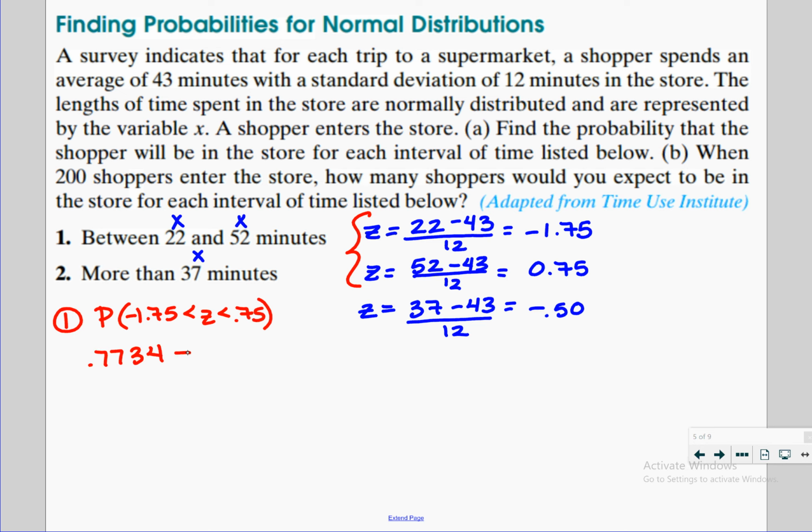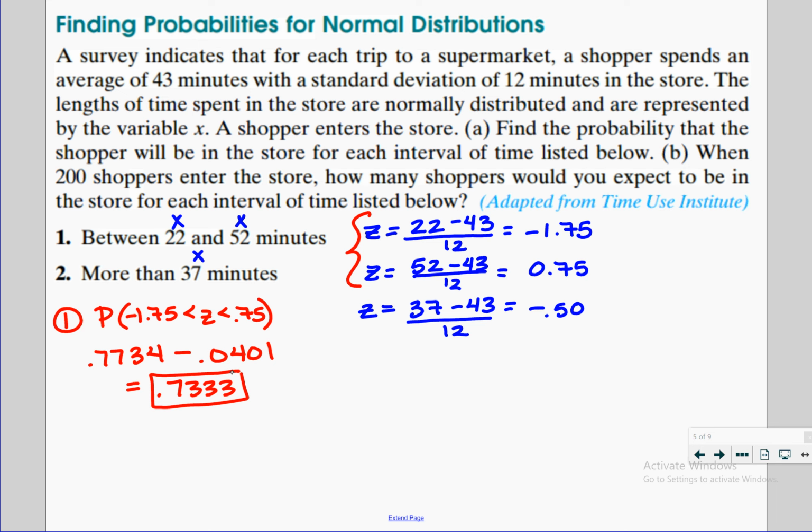If I look up negative 1.75, which will be the smaller one, it's further to the left, 0.0401, and then we subtract them. 0.7333 is the probability that when someone enters the store, they will be in the store between 22 and 52 minutes.